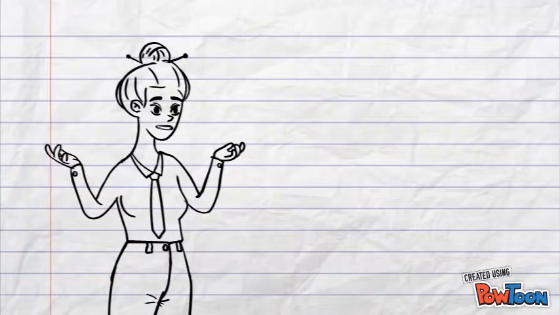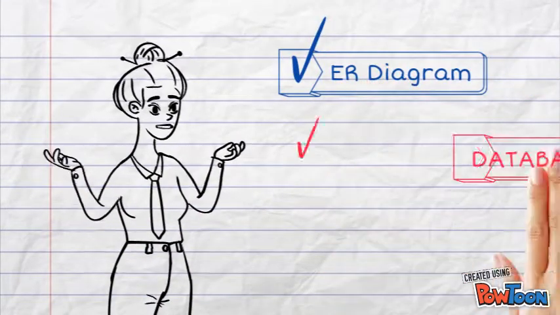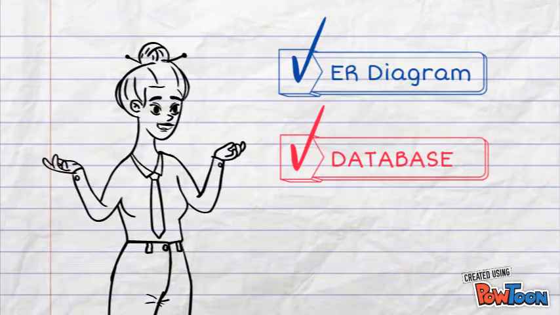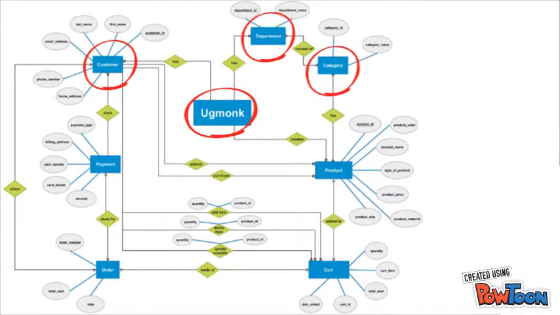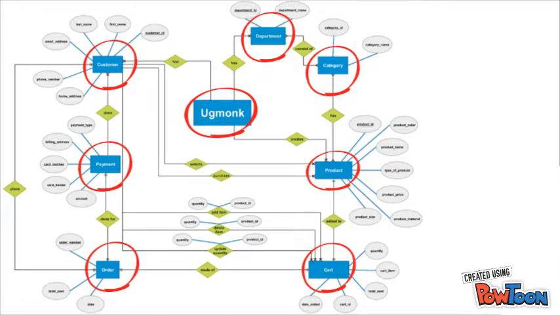Moving on to the next 2 points, the entity relationship diagram and the possible database model. We have produced a potential ER diagram that consists of 8 entities, namely customer, Ugmonk, department, category, product, cart, order, and payment. The entities are linked together by one-to-many, many-to-one, and many-to-many relationships in order to prevent data errors.